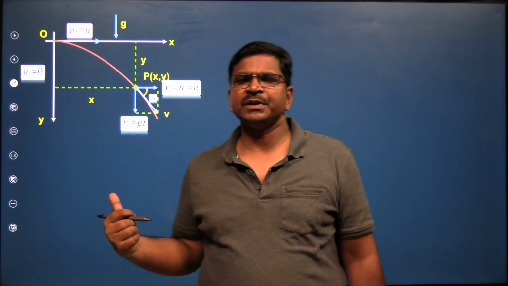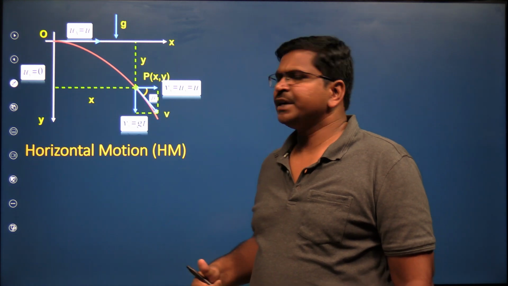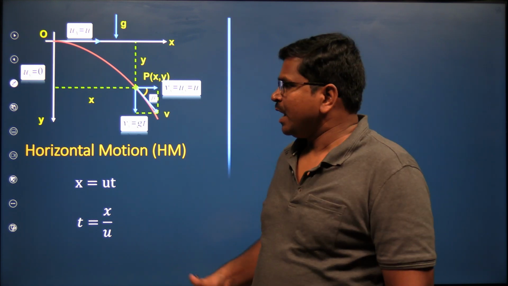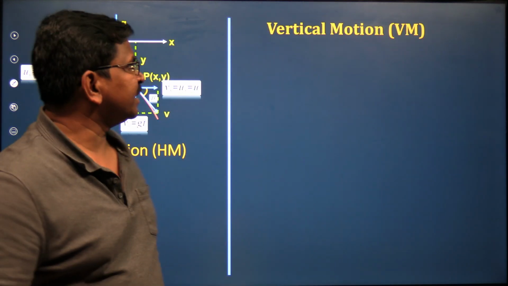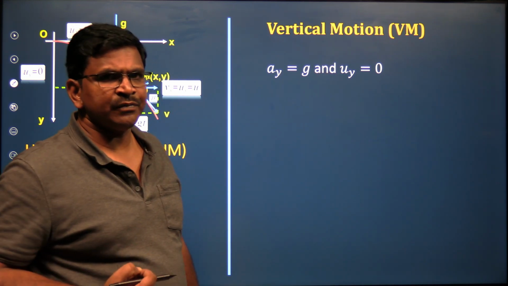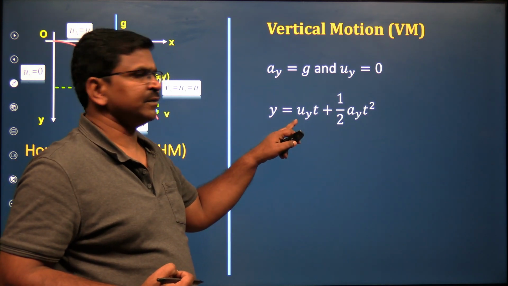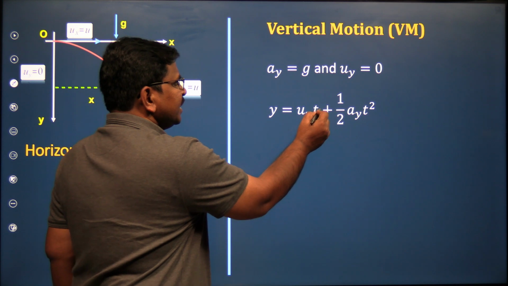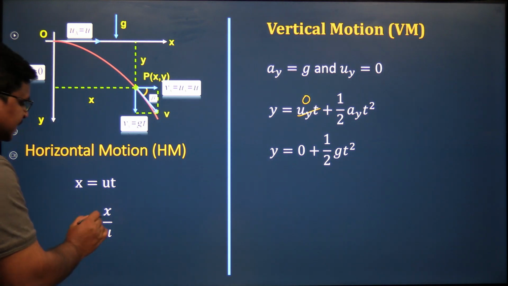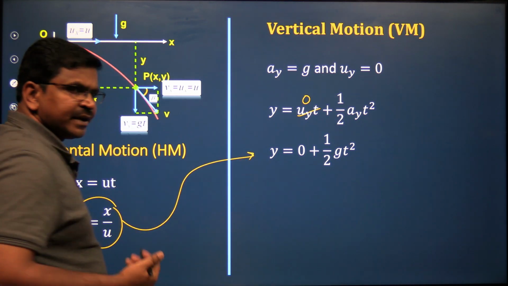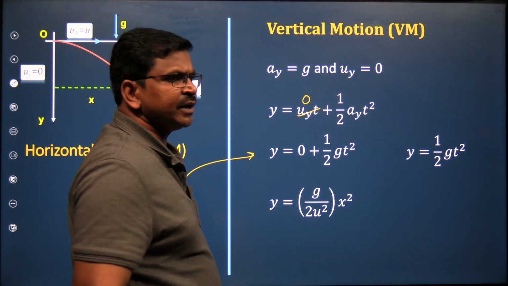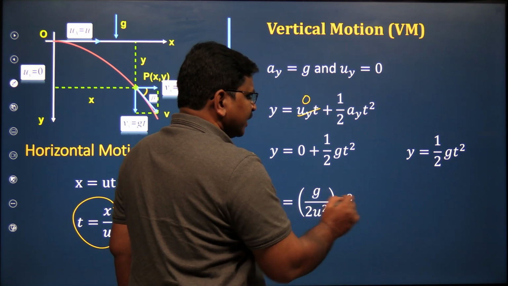Now, the same diagram, once again. Whatever expression we got in the previous screen, that is x equal to ut, from this I can write t equal to x by u. Now along the vertical direction, the vertical displacement can be written with ay as g and uy as 0: s is equal to uyt plus half ayt square. As uy is 0, that term is 0, and I am left with y is equal to half gt square. Substituting t is x by u, I get y is equal to g by 2u square times x square.